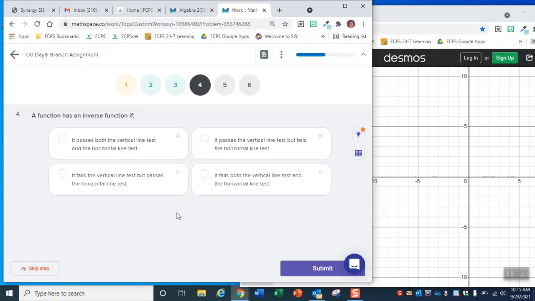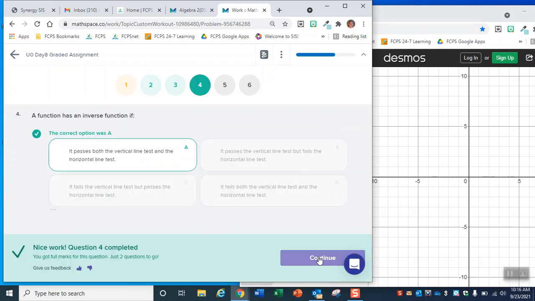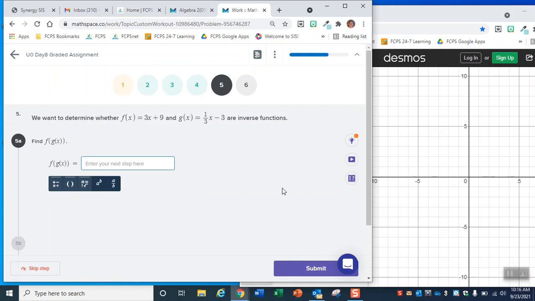So a function has an inverse if it passes the vertical. So it has to pass the vertical to be a function, and to have an inverse, it has to pass the horizontal as well. All right, and now if I want to see if these are inverses, that means if I put g into f, I'm going to get the same thing as when I put f into g.